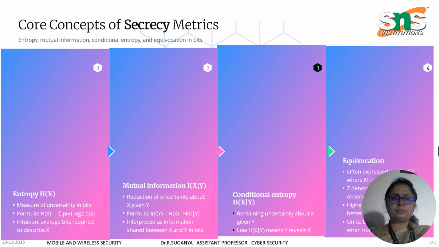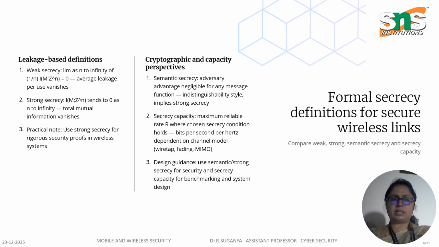Here we have the core concepts of secrecy metrics, like entropy. We already know what entropy is. It is a fundamental concept in various fields. It is a measurement that quantifies the uncertainty or randomness in a system. And then we have mutual information, conditional entropy, and equivocation. These are the core concepts. Next we have the leakage based definitions.